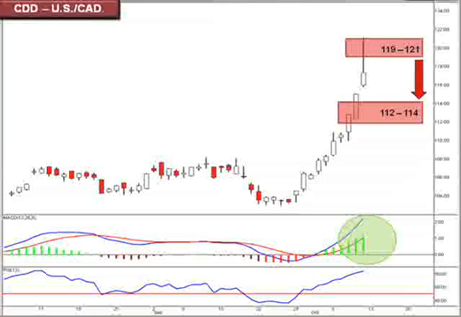Although our MACD still suggests a very strong trending to the upside, our RSI is actually approaching overbought territory, suggesting that momentum is slowing and also supported by this clear rejection out of that 119 to 121 zone to close down at the 118 level on Friday.